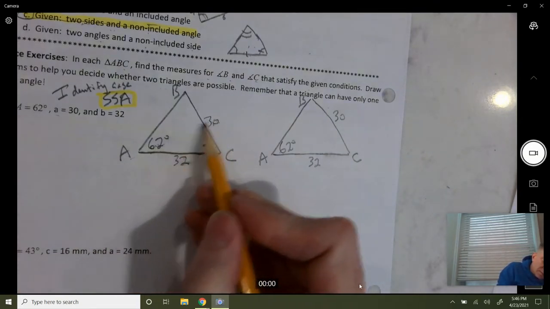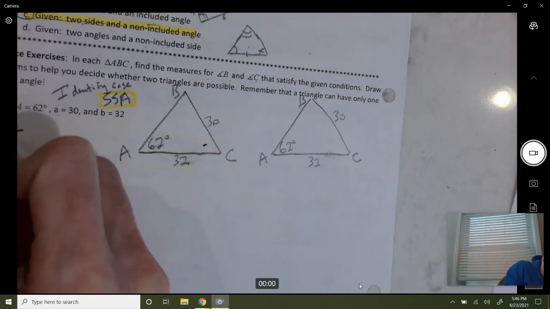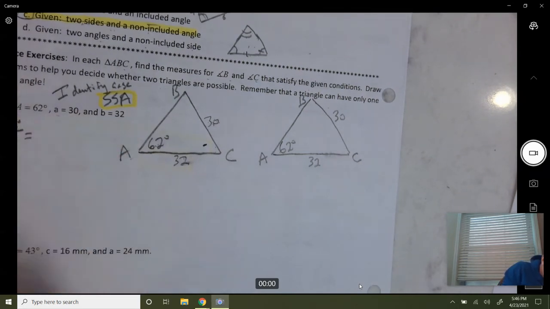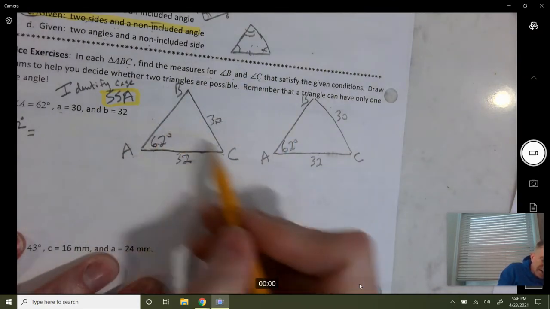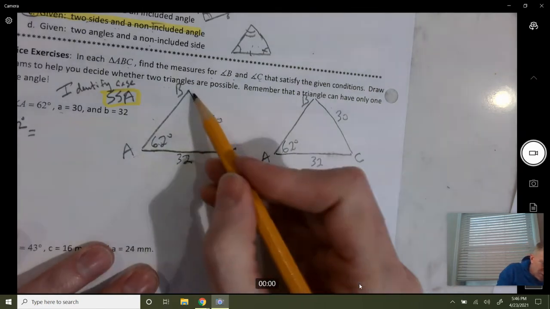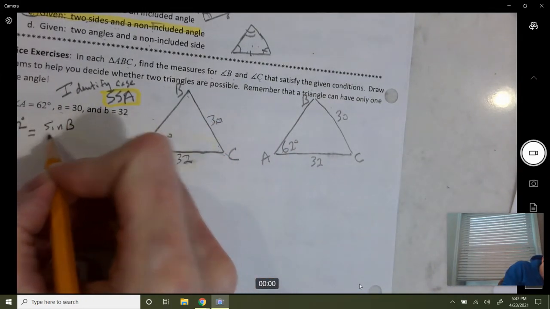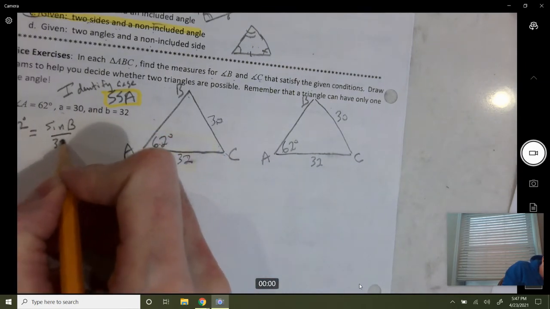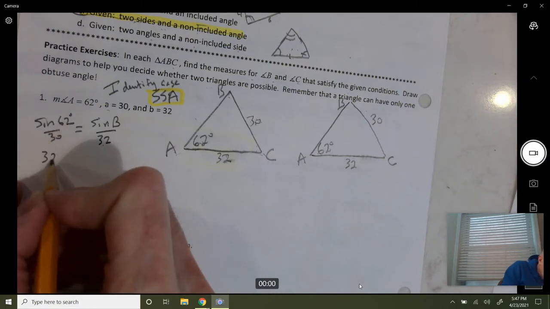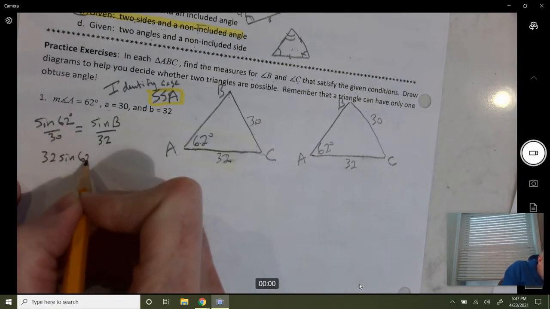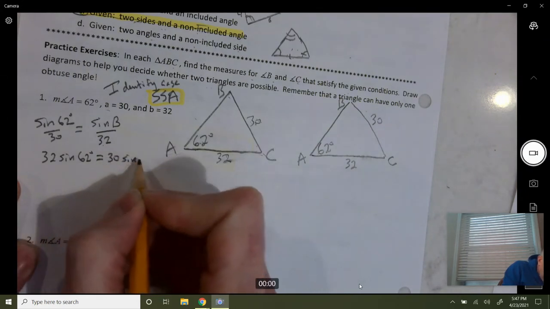I definitely want to use this pair, sine of A over A. So sine of 62 over 30 equals, what do we want to solve for? Well, we don't have angle C or side C, so let's leave that alone for now. Let's use angle B and side B. So sine of angle B over little b, which is 32. Okay. Let's cross multiply. 32 times the sine of 62 equals 30 times the sine of angle B.